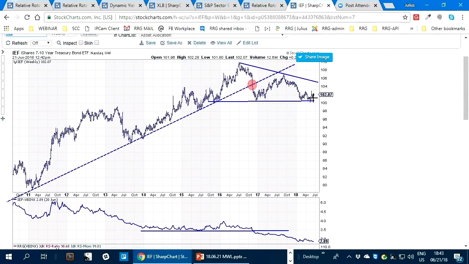Question is, what do we do now? I'm holding my horses. I'm still overweight equities. I like equities. The longer term picture looks good, but I'm on the edge because I don't like what I'm seeing here. I need to see this break below 100 to give equities that boost that they need.